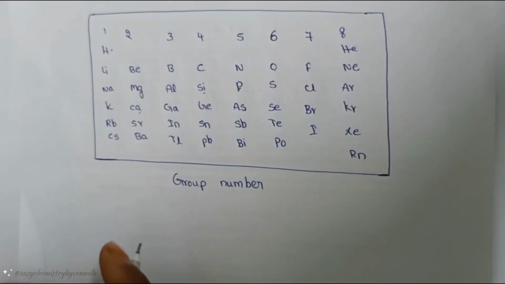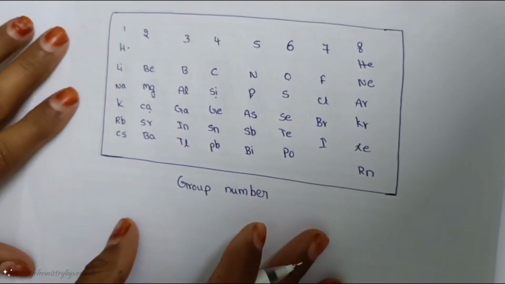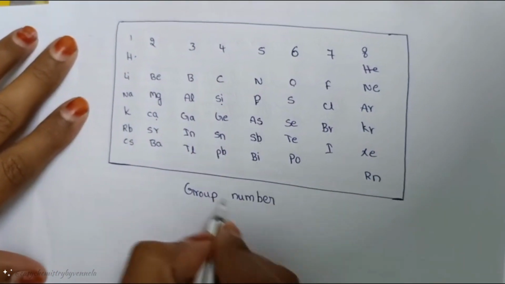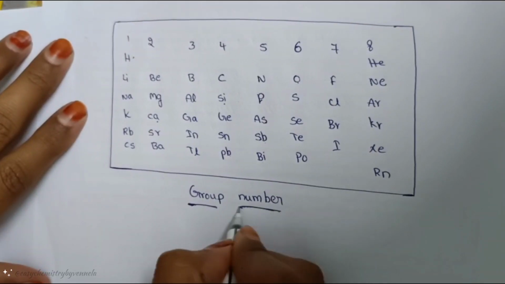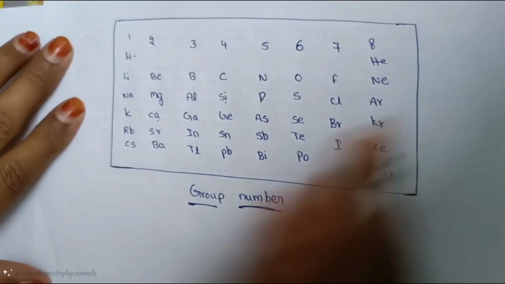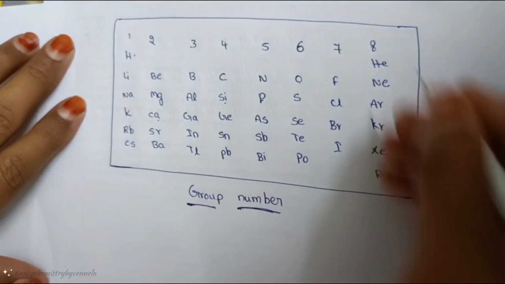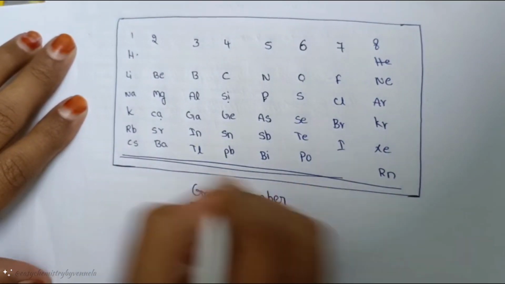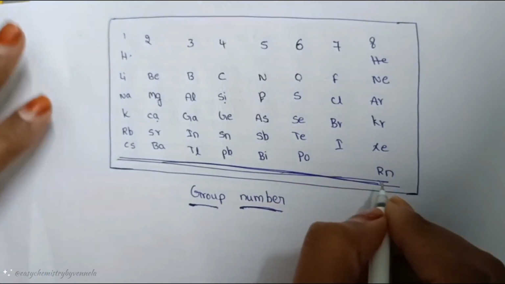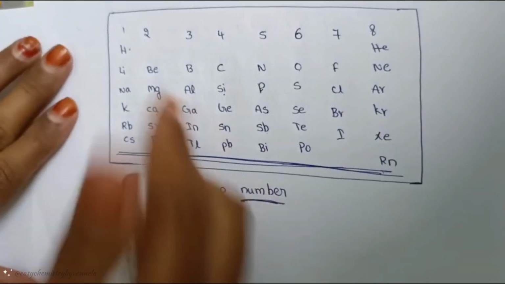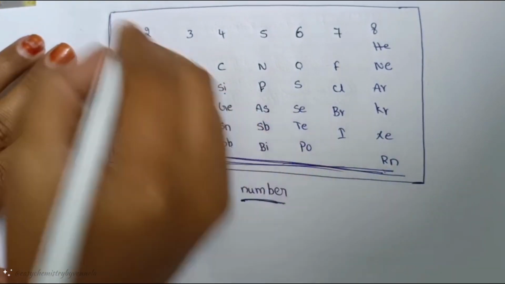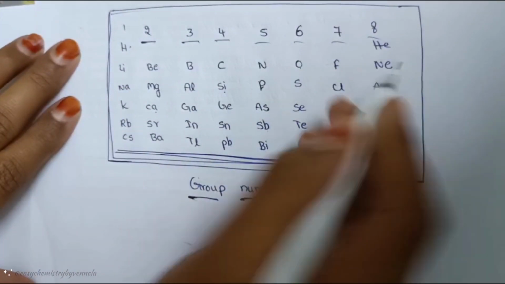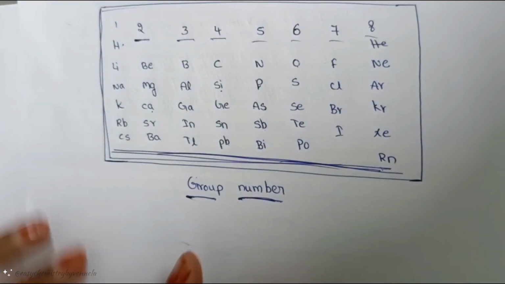To find out easily hybridization or geometry or shape, you have to be clear about the group number. These are the group numbers. Read properly and understand clearly and note it down. Group number 2, 3, 4, 5, 6, 7, 8. Up to here you have to know.